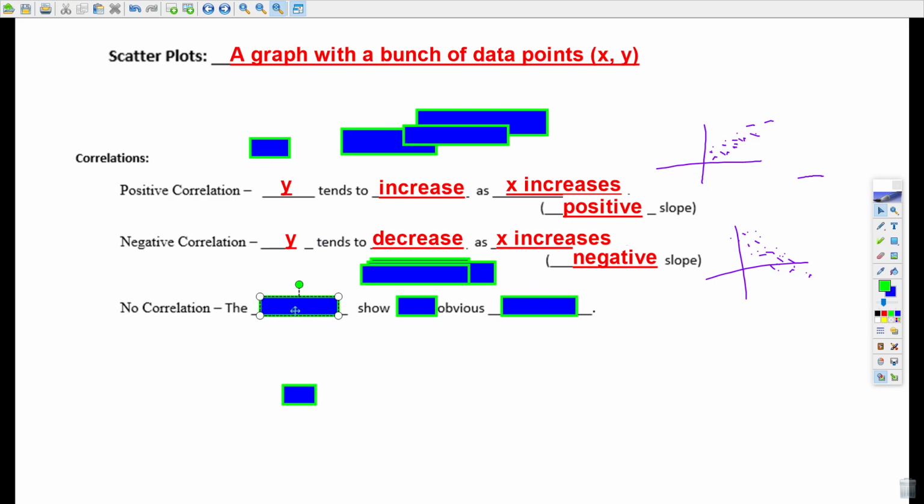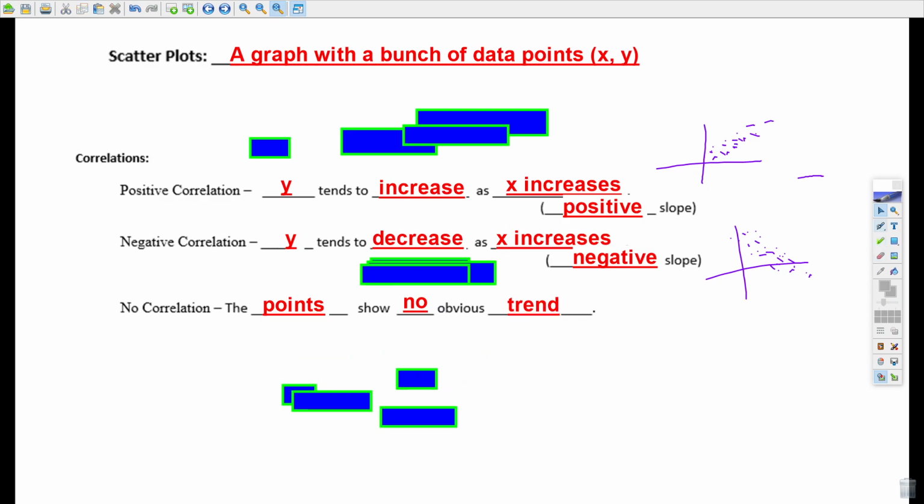And then you have a third option, which is that you have no correlation. This is when the points show no obvious trend at all. So for example, you could just have dots everywhere, and then there'd be no point in saying that it has a positive or negative correlation because they're just everywhere. No trend, as I call it. So those are three types.